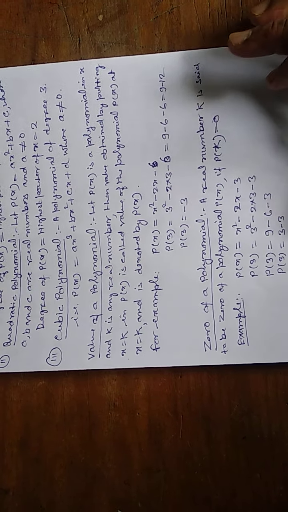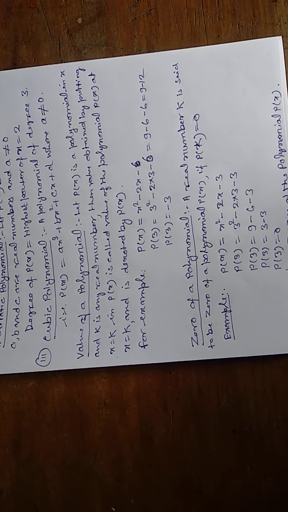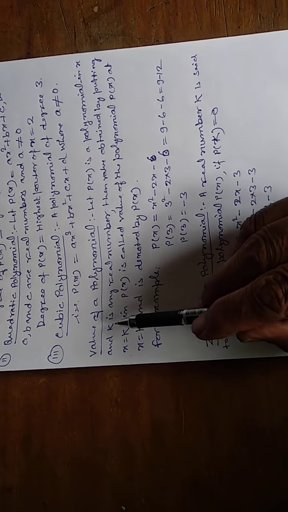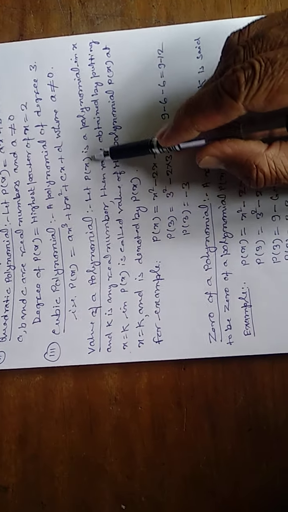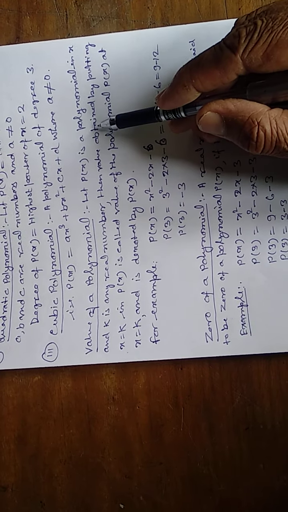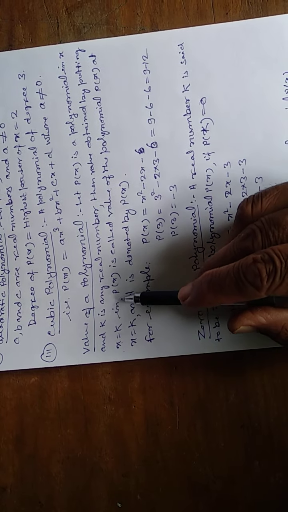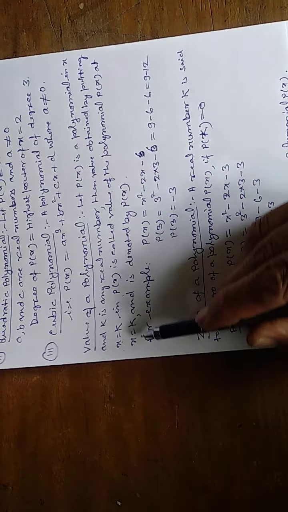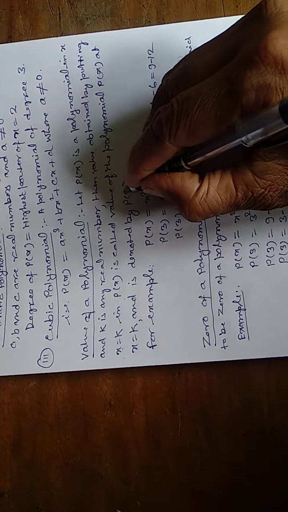And there is another polynomial you learned in class 9, that is the zero polynomial. The degree of the zero polynomial is not defined. Now we see the value of a polynomial. Suppose P(x) is a polynomial in x and k is any real number, then the value obtained by putting x equal to k in P(x) is called the value of the polynomial P(x) at x equal to k and it is denoted by P(k).